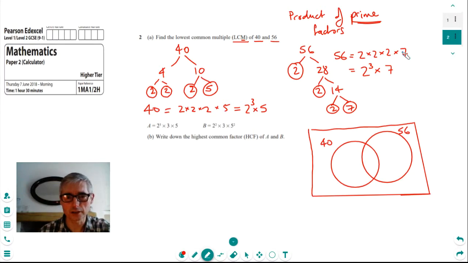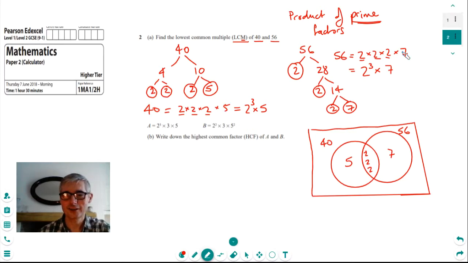So we can see immediately we've got 3 2s that are in both of them. So we can write 2, 2, and 2 in the center. And then for the 56, we still need a 7, and for the 40 we still need a 5. So we can see we've got 40 is 5 times 2 times 2 times 2, and 56 is 7 times 2 times 2 times 2.